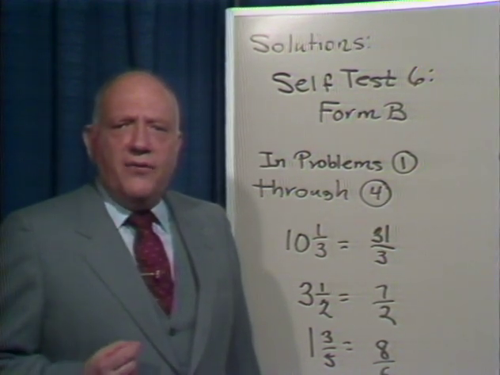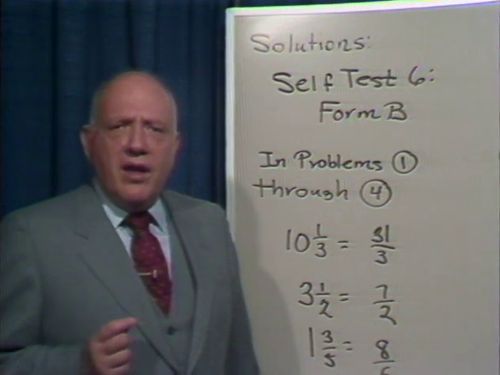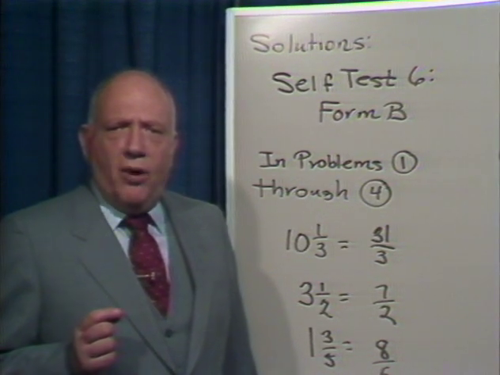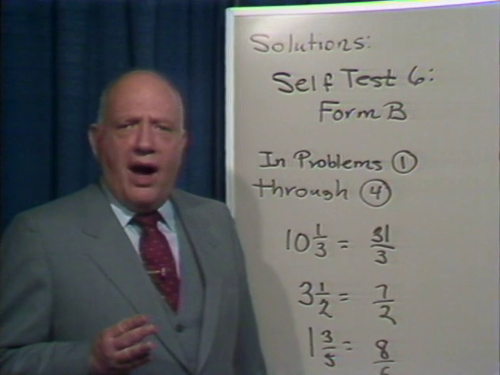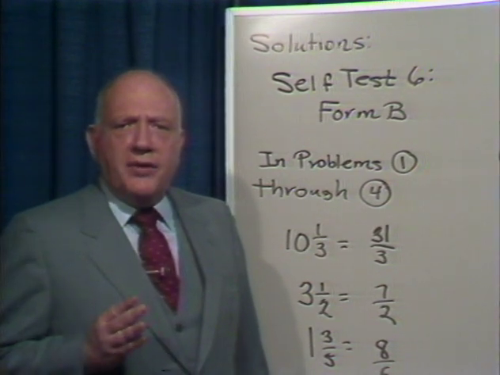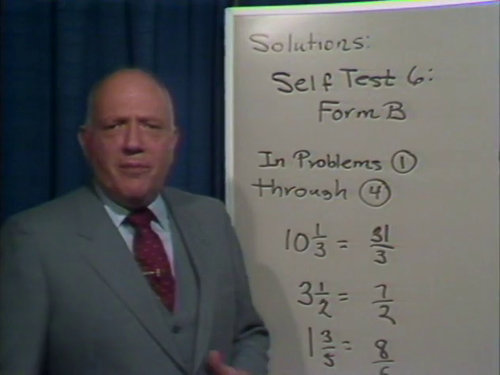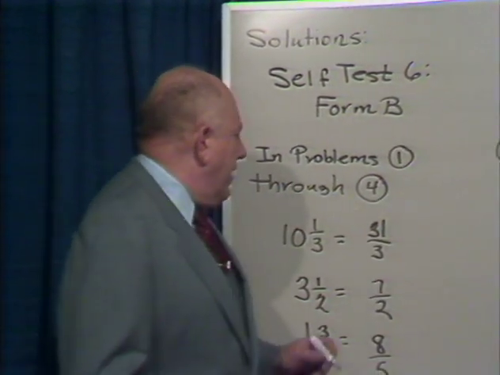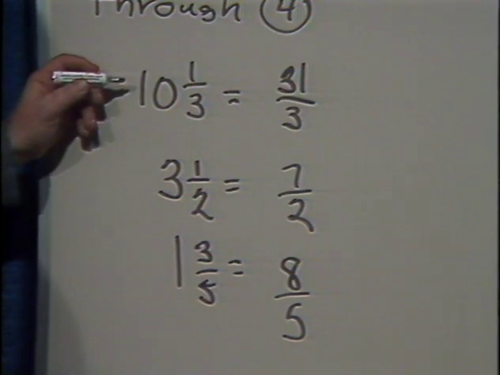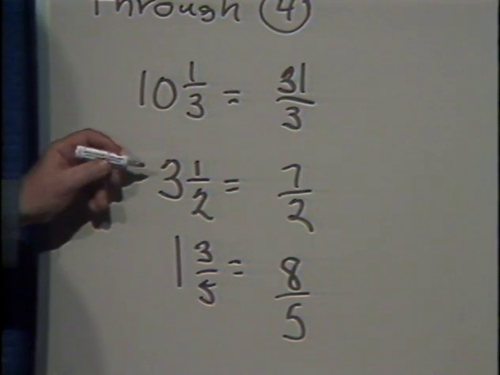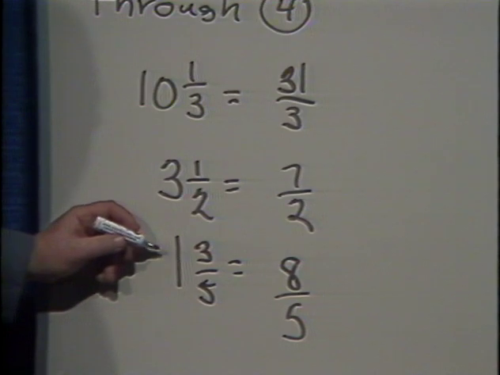Now, in the first four problems, just because I want to illustrate a particular point, and I don't want you to be bogged down with computation, I pick the same three numbers over and over again through all the parts of the first four problems. And in particular, the three numbers I use are 10 1/3, 3 1/2, and 1 3/5.